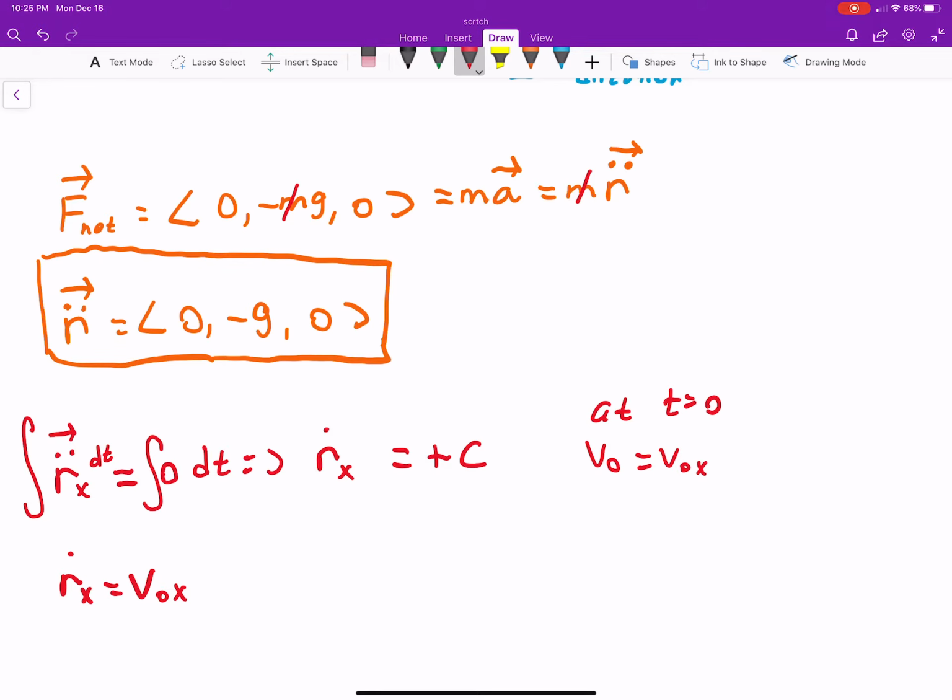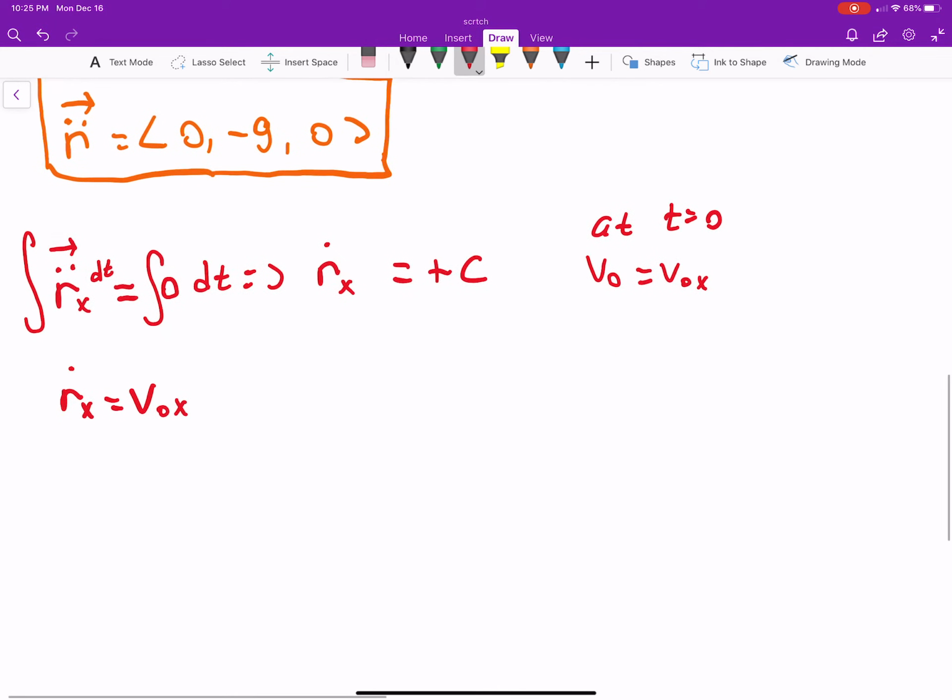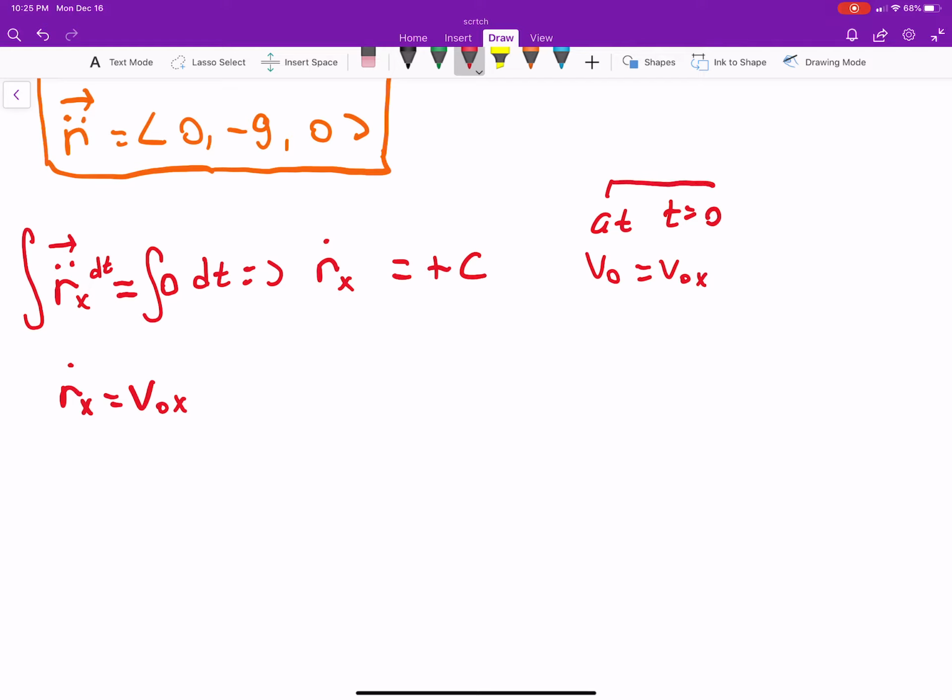Okay, so now that we know that, honestly, there's nothing there. There's no t function. But if there were, it doesn't matter. If you had r dot x equals t plus c, you would still get that. Basically, what we get is v naught x is equal to c. So r dot x is equal to c, which is equal to v naught x.